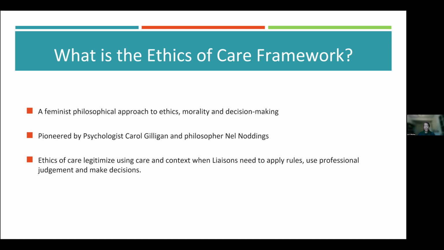In your roles as liaisons, you often need to apply rules. You have to use your professional judgment. You have to make decisions about things, and it can be difficult. And oftentimes we're bleeding hearts. We wear our hearts on our sleeves. We care so much. We're compassionate. We wouldn't be in this work if we weren't. And so it's perfectly acceptable for you to use your care and compassion to make decisions when it comes to the work that we do here.